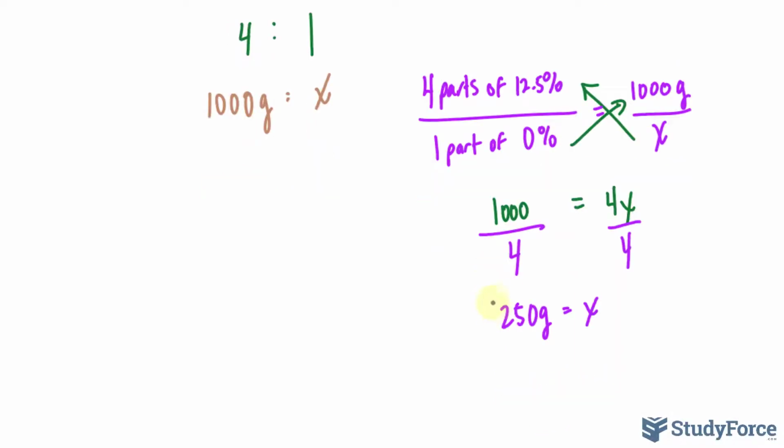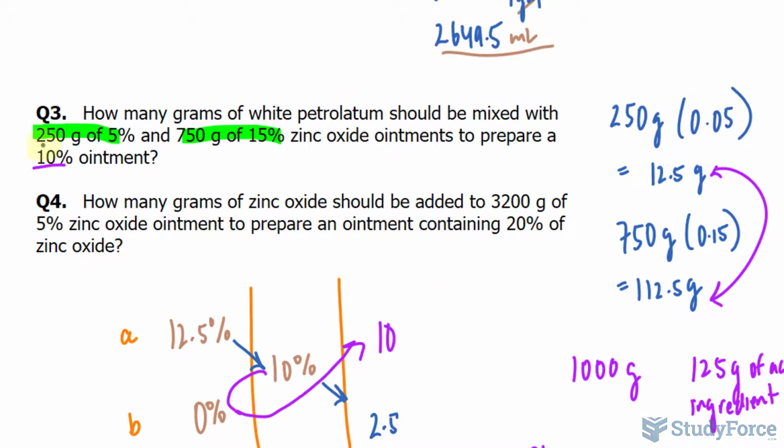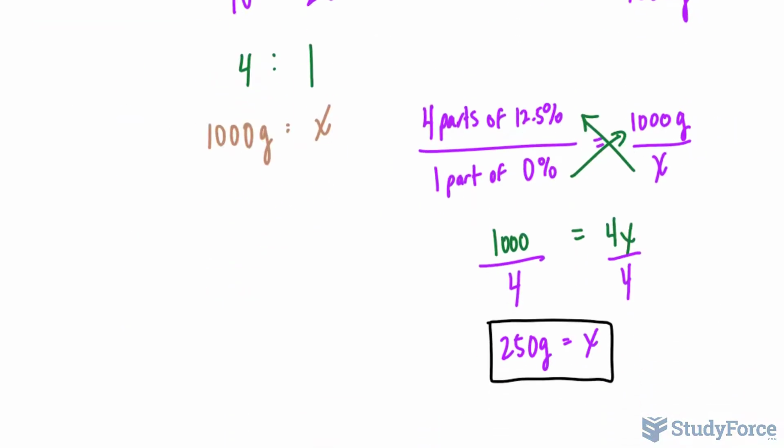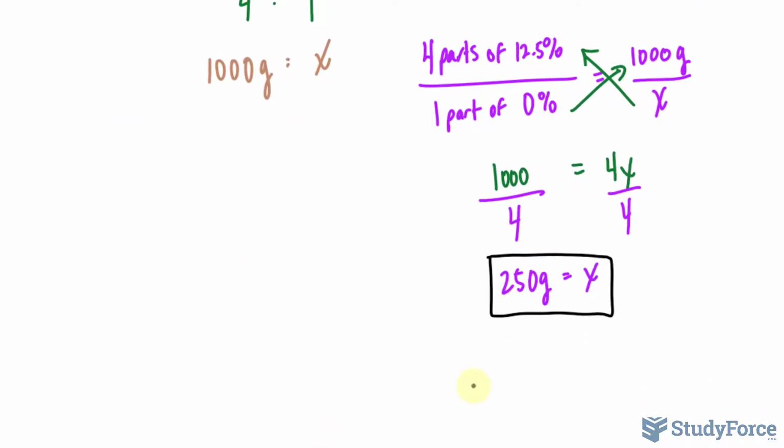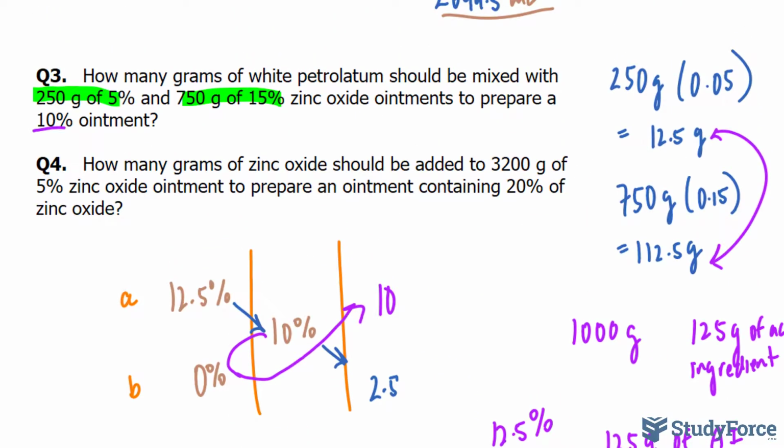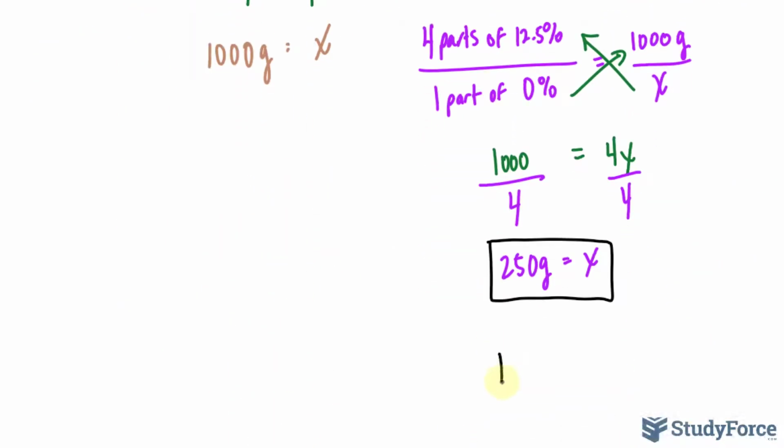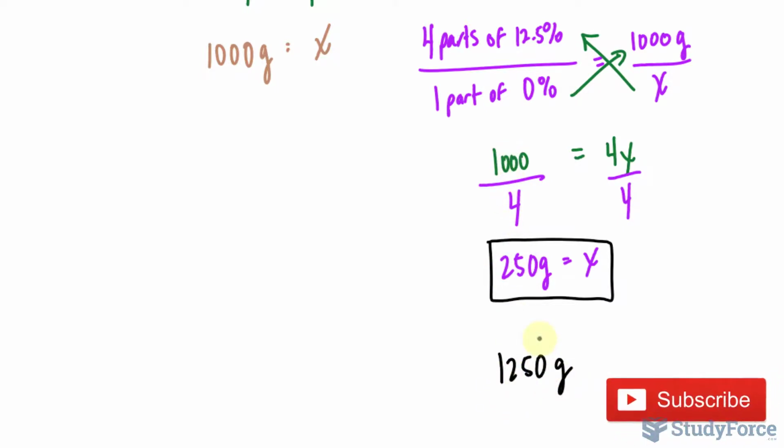To help you interpret this, we need 1,000 grams of the mixture that we created by mixing these two together, plus 250 grams of petroleum jelly, which has no active ingredient, in order for us to get a mixture that is 10% ointment. Now obviously this mixture will have 1,250 grams in total, because if you add 250 with 1,000 you get 1,250, and that will ensure a 10% active ingredient concentration.